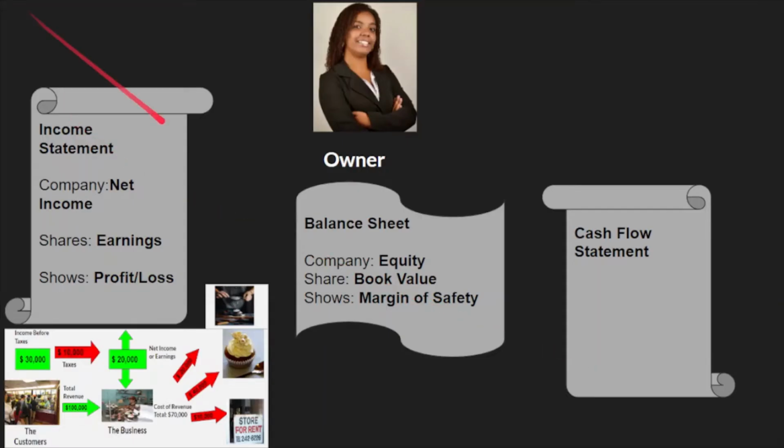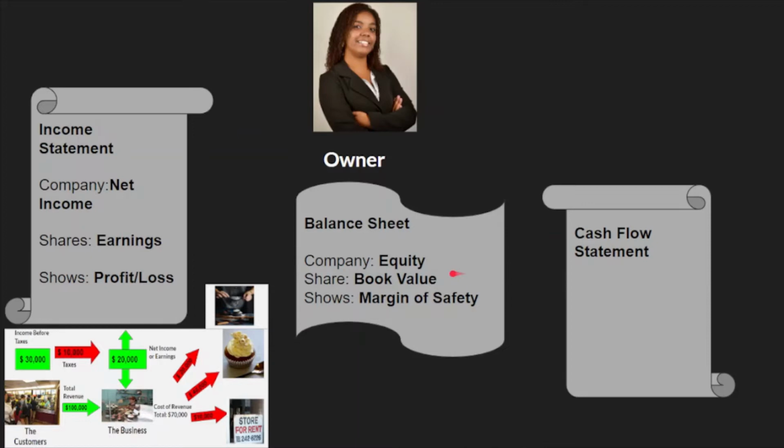Now, all companies have these 3 sheets: the income statement, the balance sheet, and the cash flow statement. There's nothing on this cash flow statement because I don't want to confuse you. I just want you to understand the balance sheet and this income statement first, because once you understand these two, then this one will definitely be easy to follow along with.